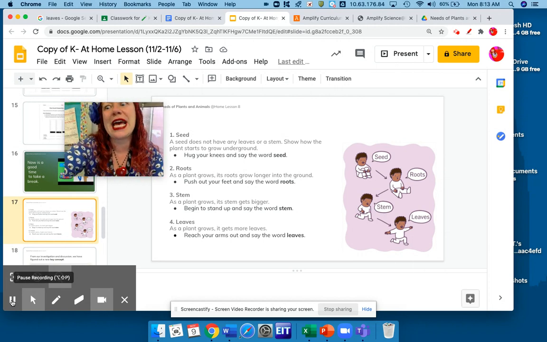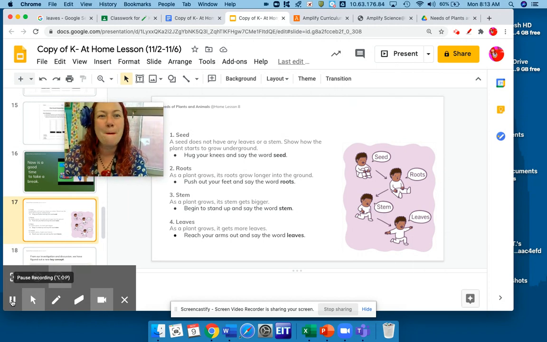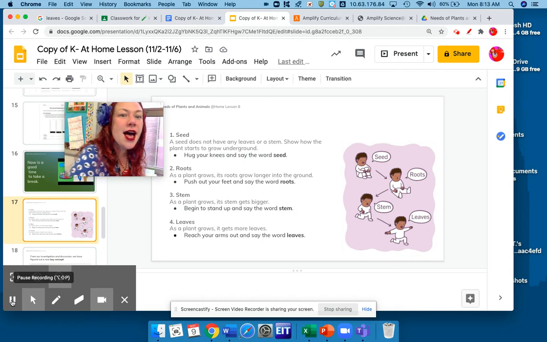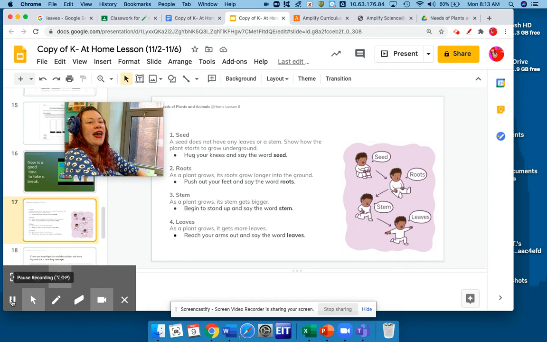Well, let's pretend, as you know we love to do, and let's act out being a growing seed and a growing plant. Okay, I want you to hug your body and say, I am a seed. I am a seed. You know a seed does not have any leaves or a stem. So to show that little seed that you are, hug your knees and say, I am a seed. I am a seed. You got your light and water, and now you're growing roots. Push out your feet, and I want you to say, roots. I've got roots. Good job.